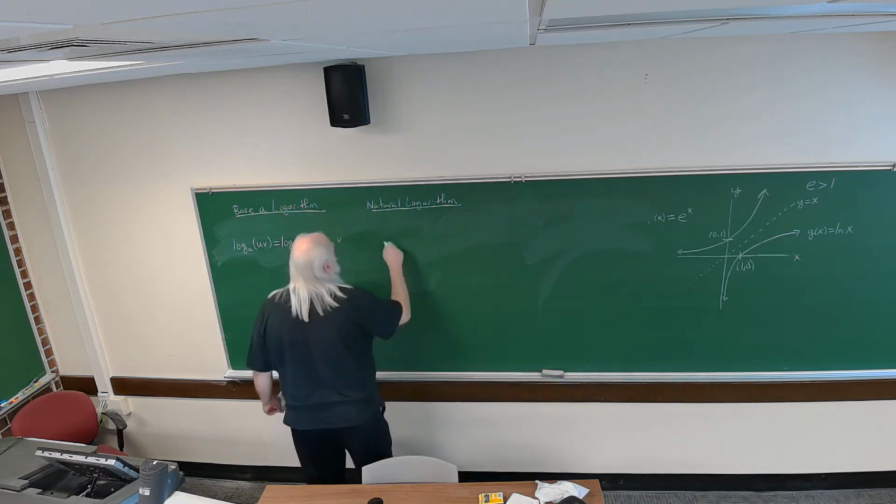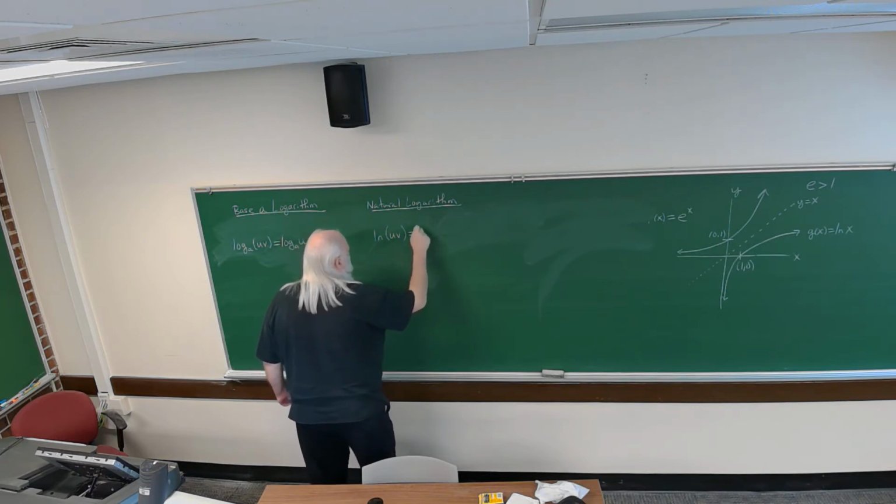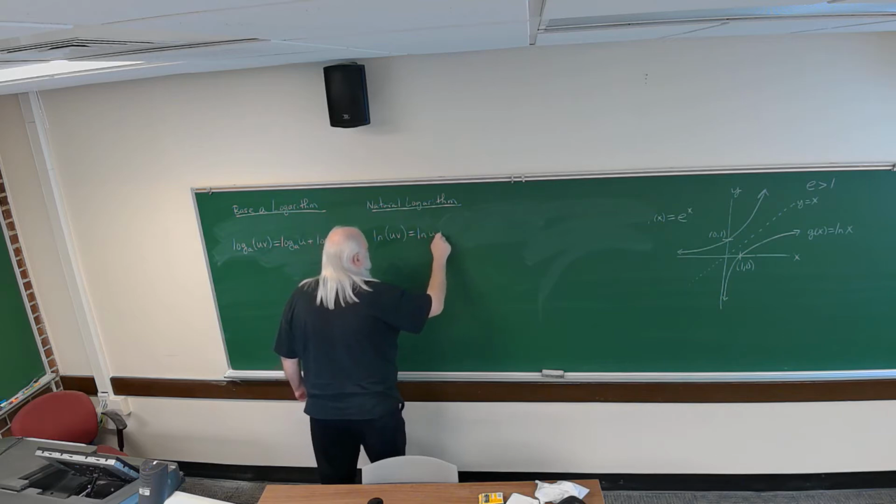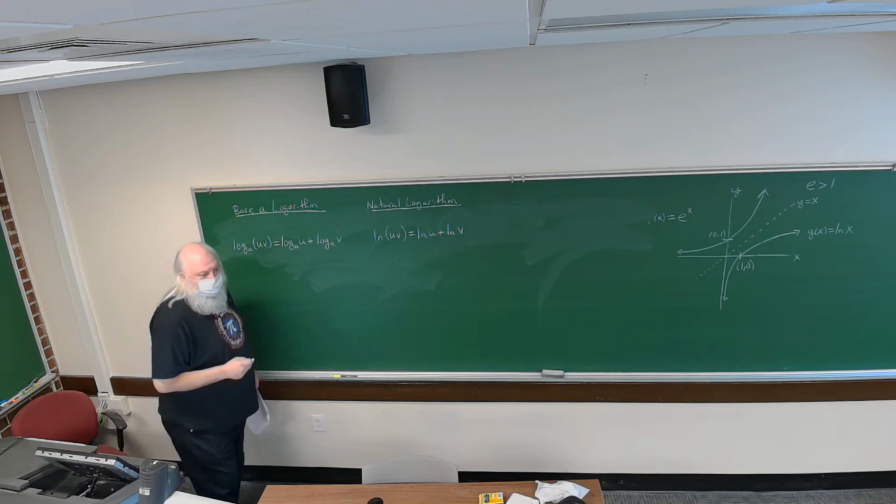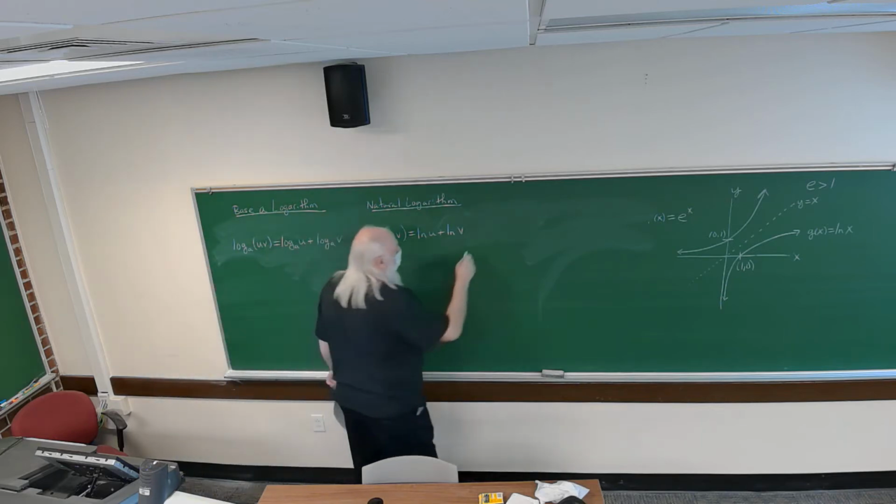And with the natural log function, we write this rule as the natural log of u times v is equal to the natural log of u plus the natural log of v. And this is called the product rule.